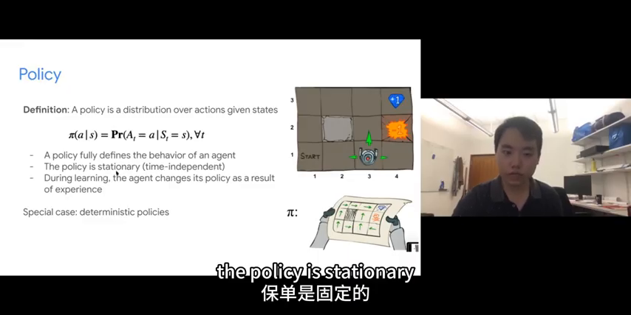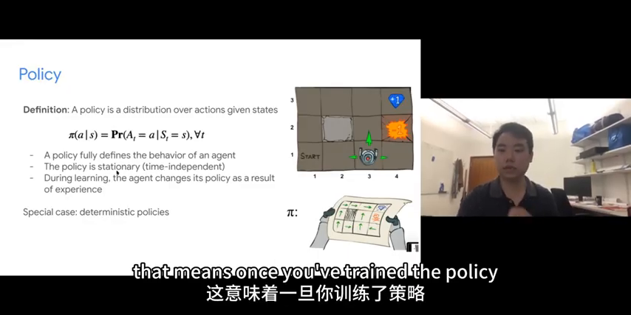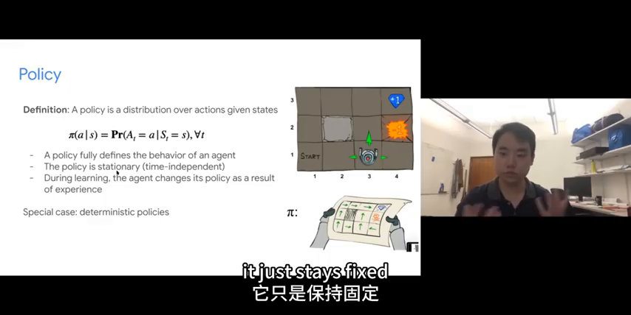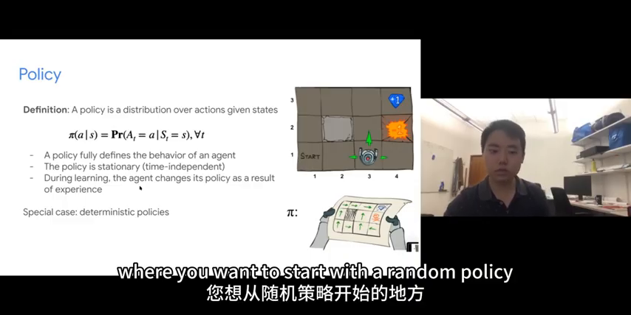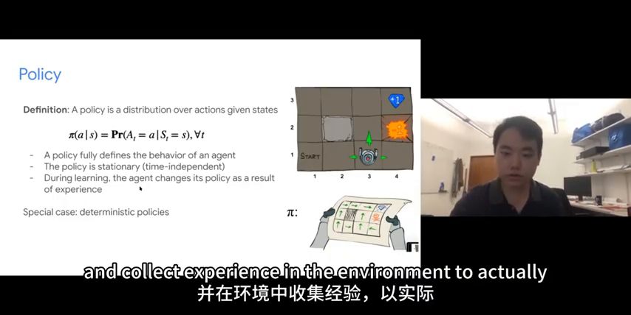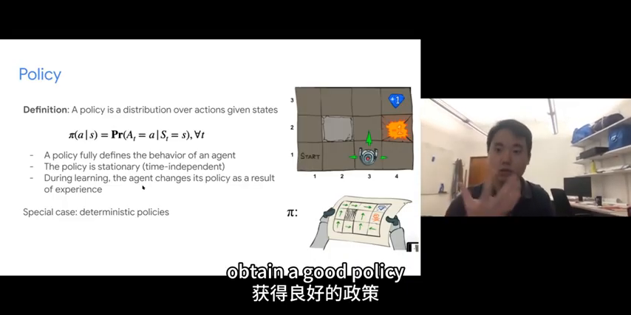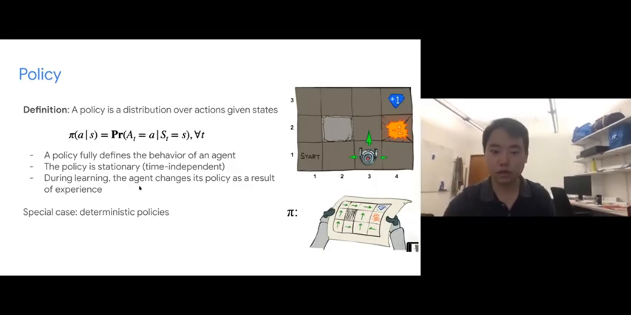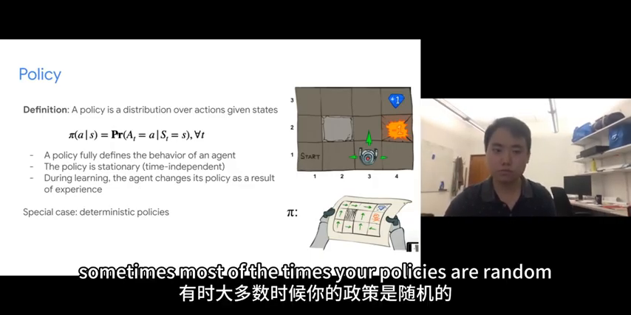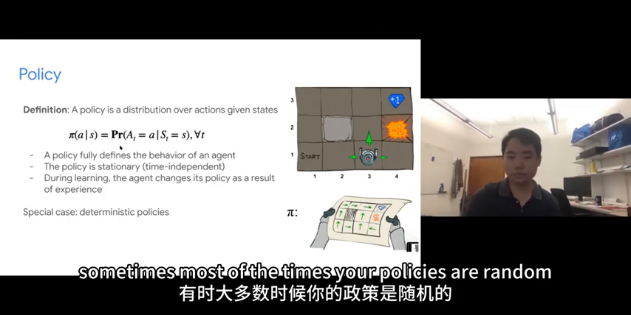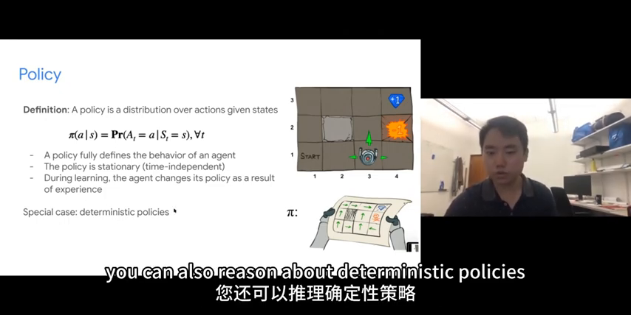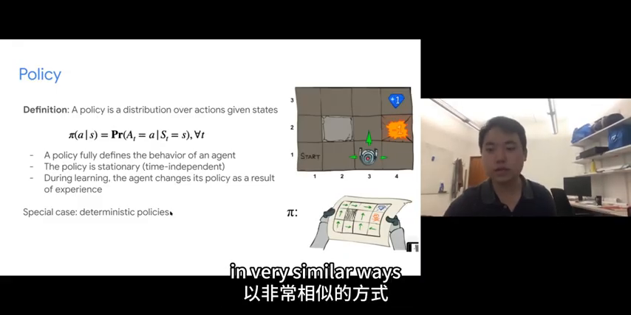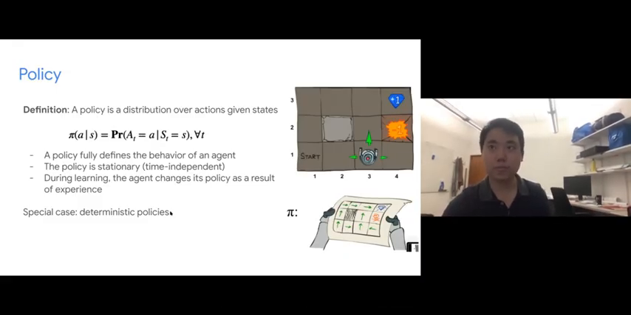The policy is stationary. That means once you've trained the policy, it just stays fixed. You don't change it anymore. And it's during learning where you want to start with a random policy and collect experience in the environment to actually obtain a good policy. Most of the time, your policies are random. We'll see why we need that in a second. But as a special case, you can also reason about deterministic policies in very similar ways.